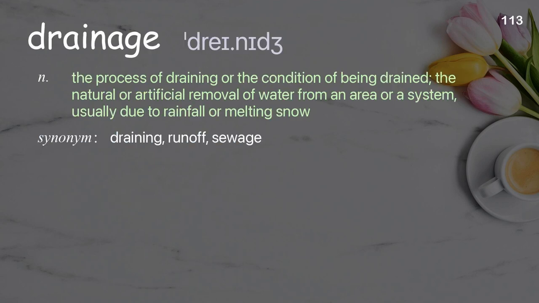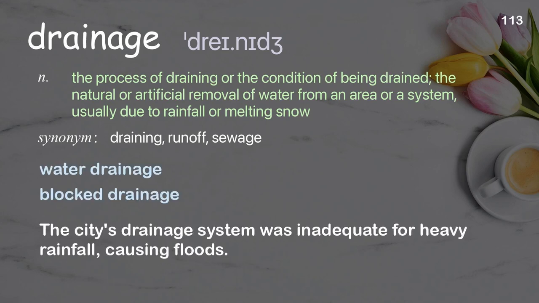Drainage. The process of draining or the condition of being drained, the natural or artificial removal of water from an area or a system, usually due to rainfall or melting snow. Examples. Water drainage. Blocked drainage. The city's drainage system was inadequate for heavy rainfall, causing floods.